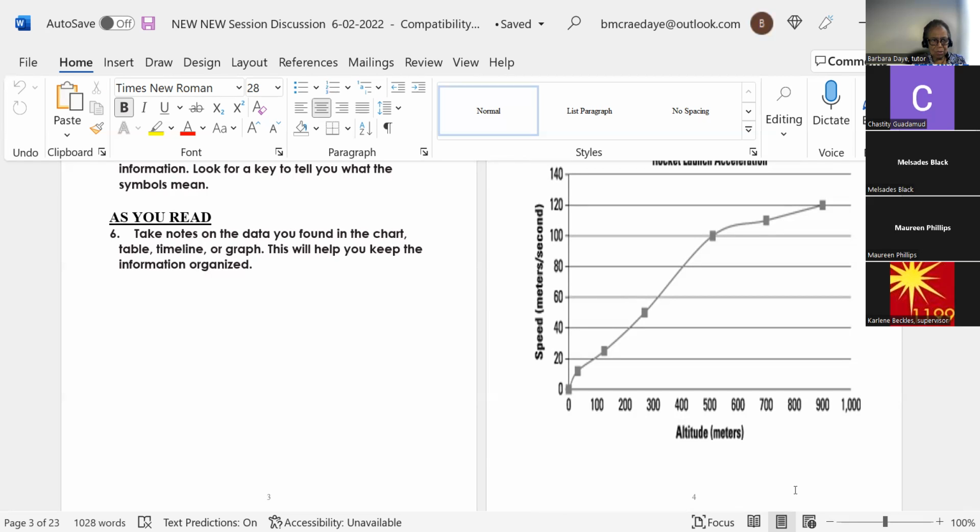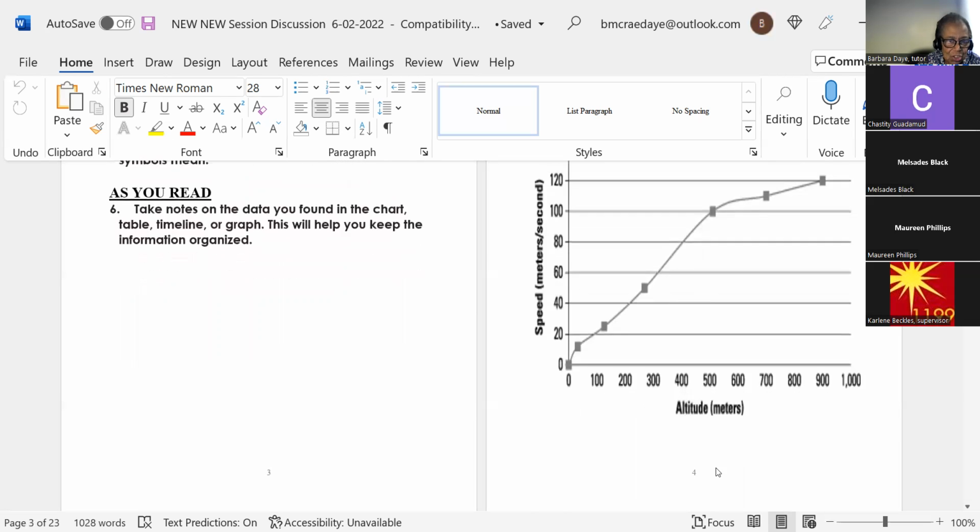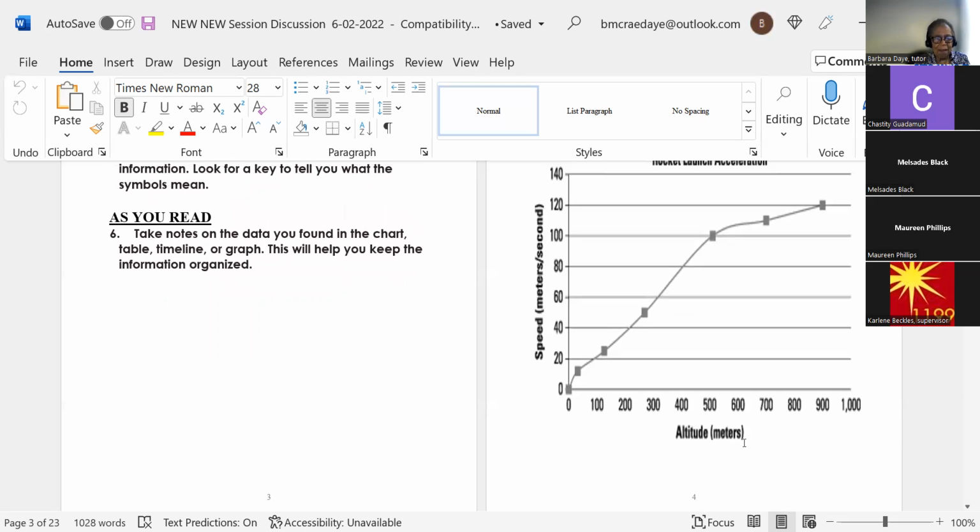This is speed, this is altitude. Remember I said when you look at the graph, this is a rocket launch acceleration. That's the subject of the graph. What is it showing? Speed in meters per second and altitude, which means how far it's rising, right? So my question is, at which point does it level off? What altitude?